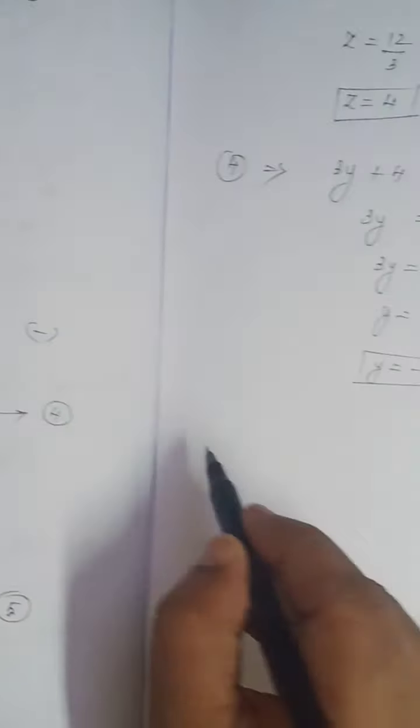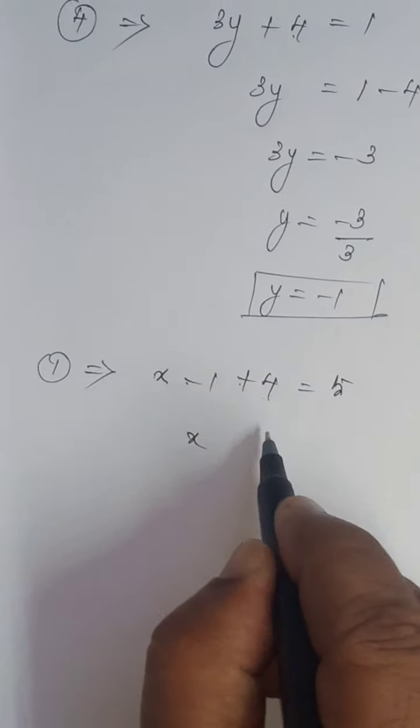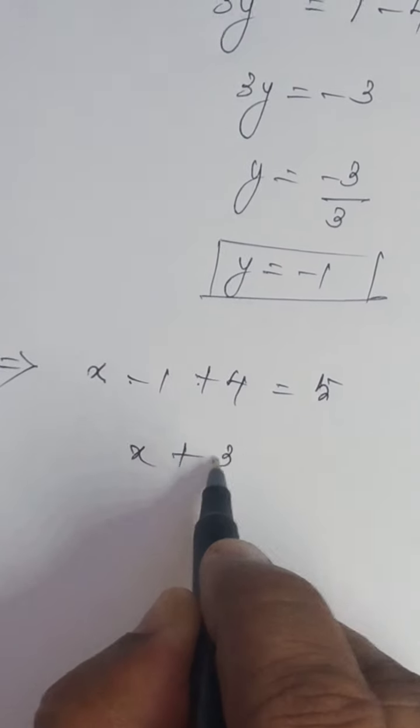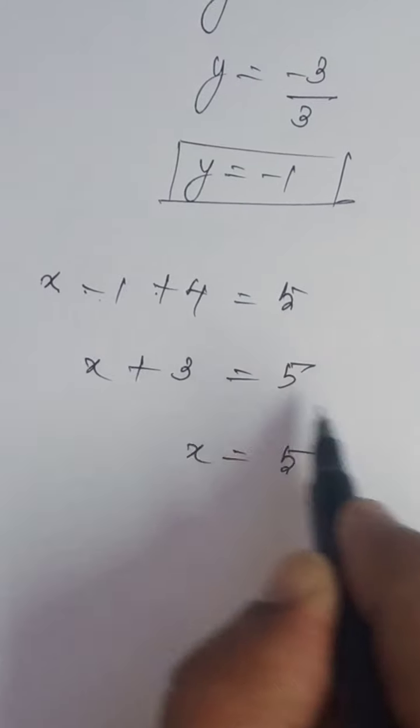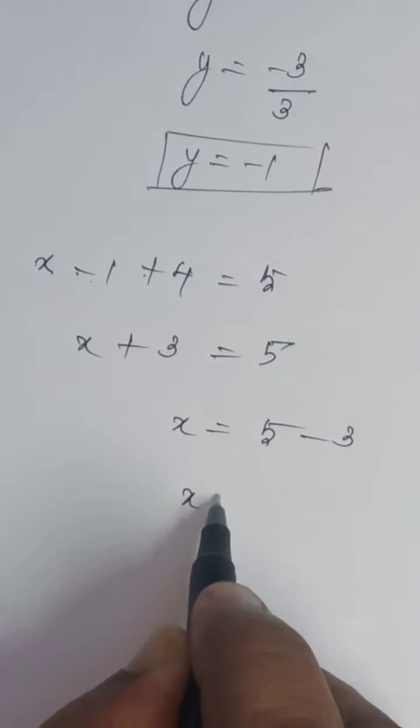X plus y. What is the value of y? Minus 1. Plus z. What is the value of z? 4. That is equal to what is in the right hand side? 5. X, 4 minus 1, that is equal to plus 3. That is equal to 5. X, that is equal to 5. Plus 3 comes right hand side, minus 3. X, that is equal to 2.